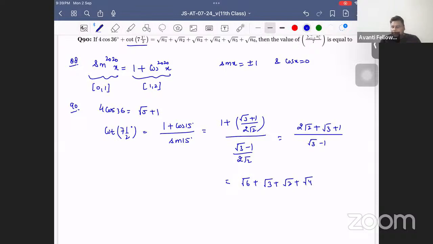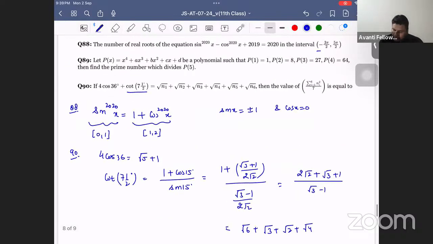Now, if you add both of them, I am going to get root 6 plus root 5 plus root 4 plus root 3 plus root 2 plus 1. That means n1 is equals to say 1. Then n2 will be 2, n3 will be 3, n4 4, n5 5, and n6 6. Now use the formula, get the answer.